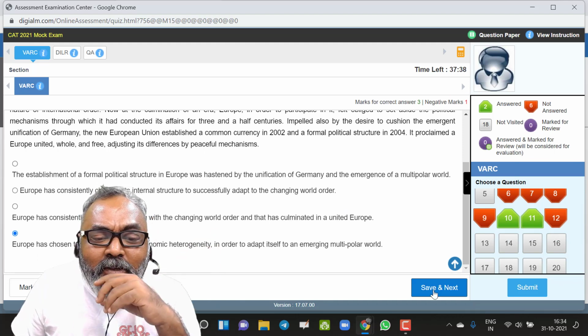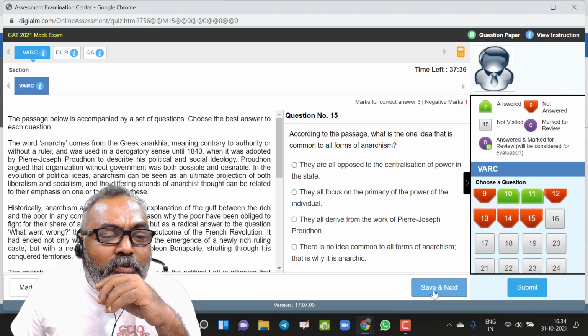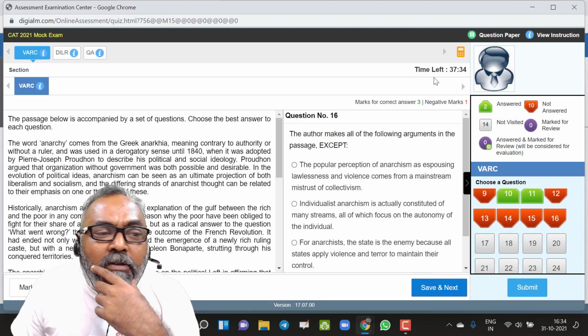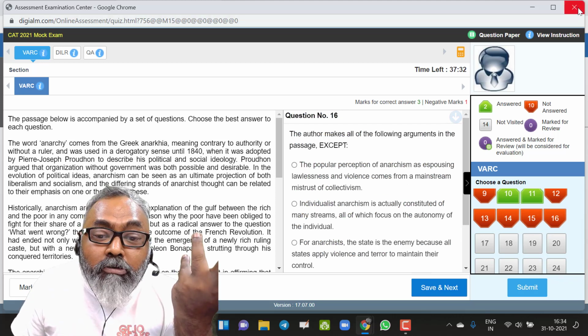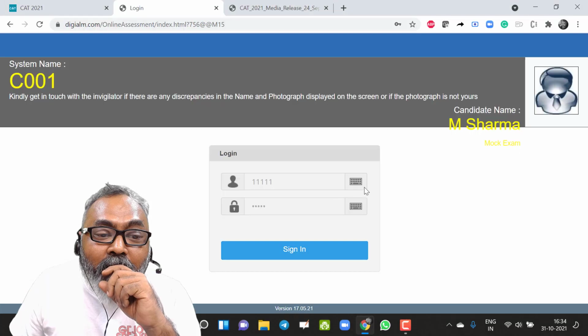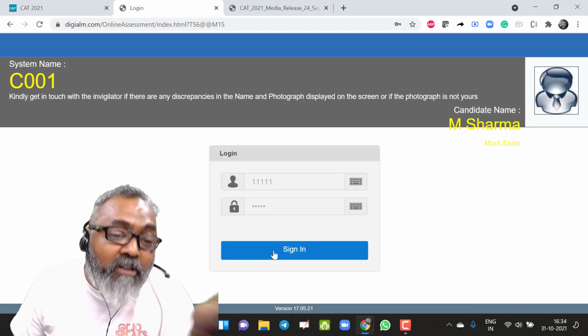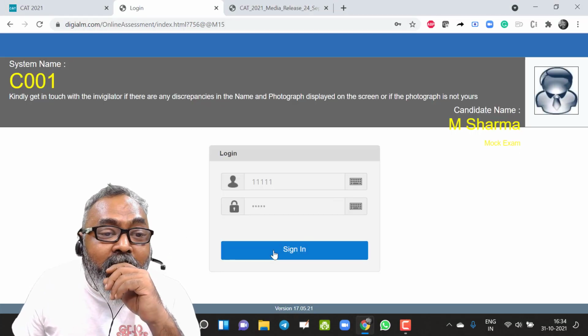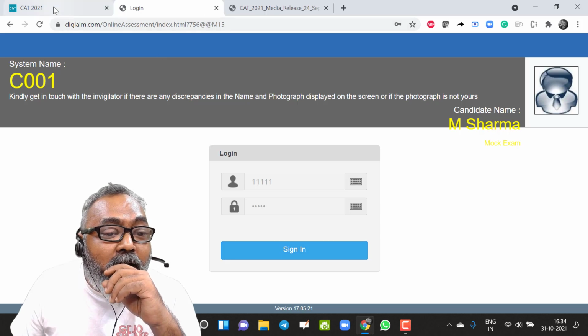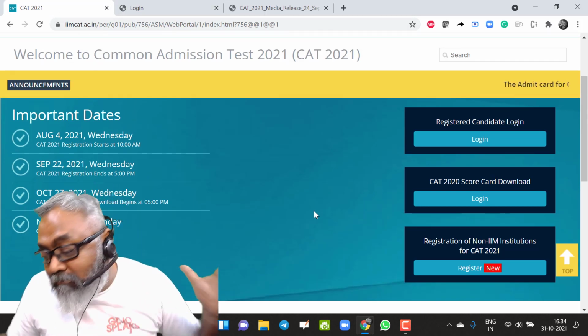So it is always better to avoid the calculator as much as possible. So what can you learn from here? There are some instructions that are given. You can read the instructions. You can be familiar with the paper. That's about it. But that's all.